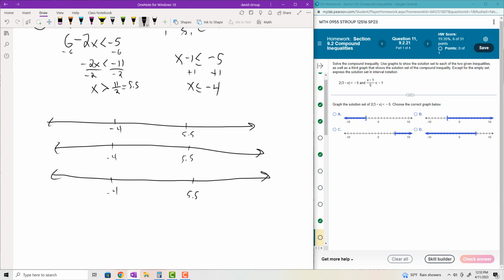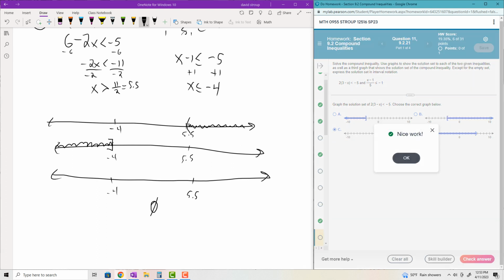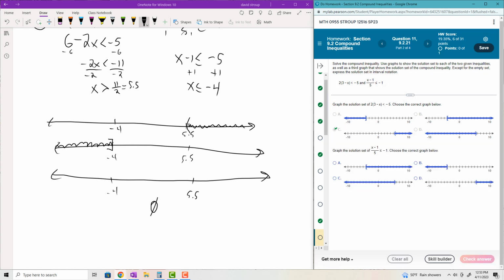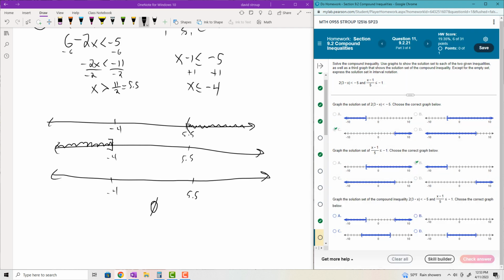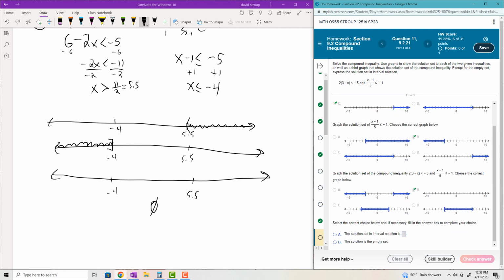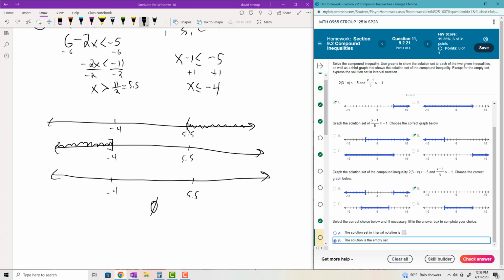And greater than 5.5, but not including it, is everything in this direction. Less than -4, but including it, is all that stuff. And then this time there's no overlap. Okay. So anyways, the first guy, 5.5-ish to infinity. The second guy, -infinity to -4. And then the last guy, there's just nothing there, so you go with the one that doesn't have any glue on it. And then the solution set's the empty set.